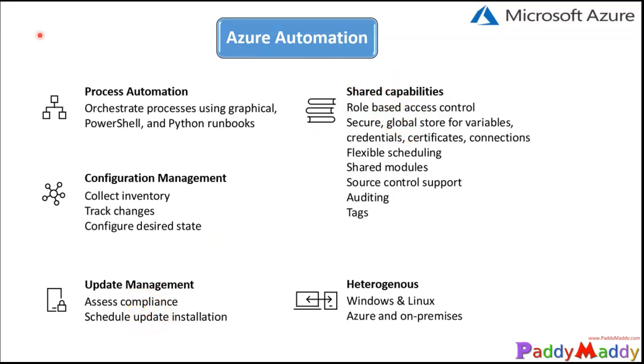And coming back to the shared capabilities, Azure Automation offers a number of shared capabilities like RBAC, that's role-based access control, and flexible scheduling of your tasks, which run automatically at a scheduled time. Also you can control your source code integration, auditing and tagging, all of that is supported in the shared capabilities. And it also supports heterogeneous environments, like Windows and Linux. Not just Azure, on-premises things can also be fully automated.